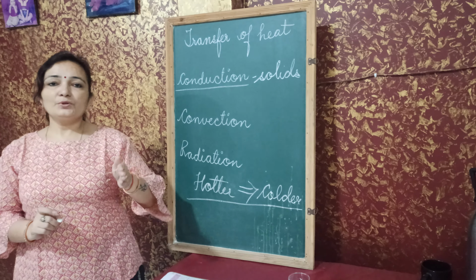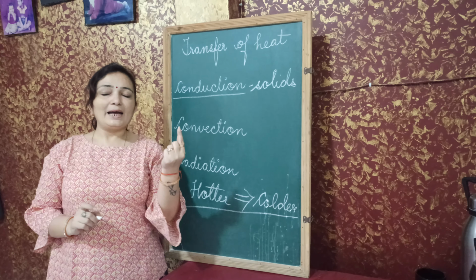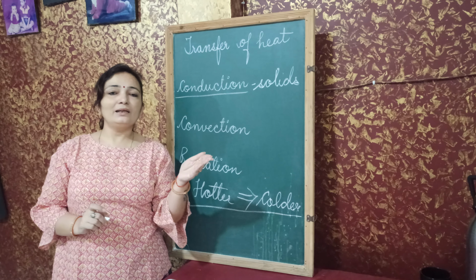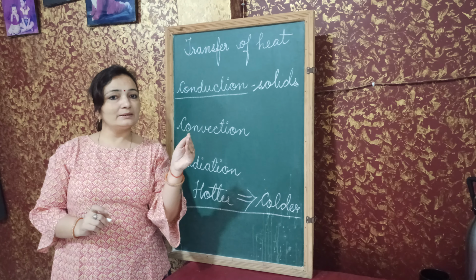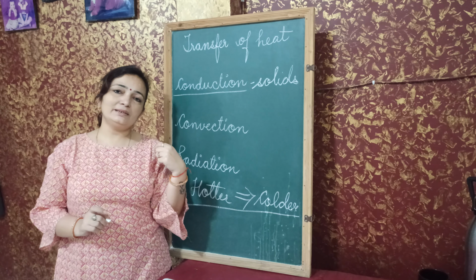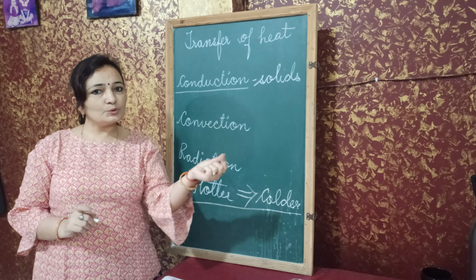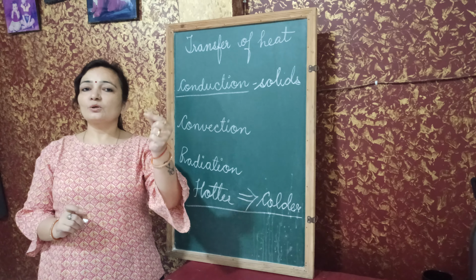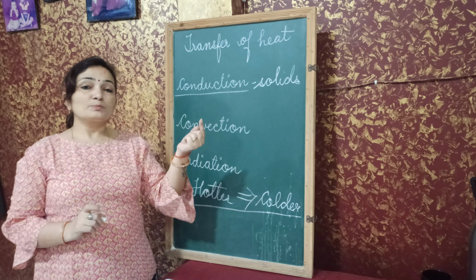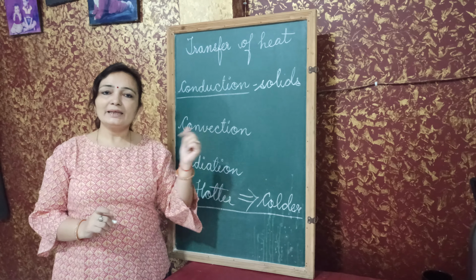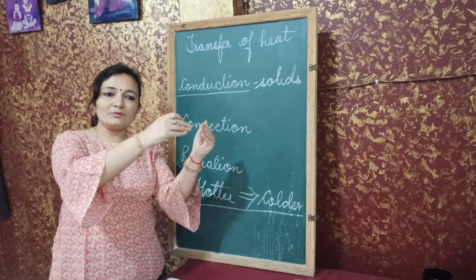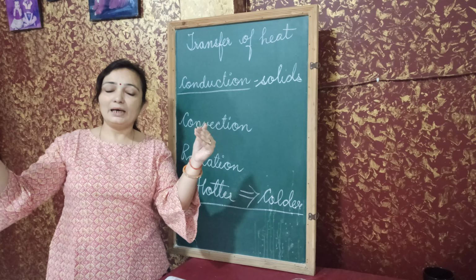Suppose you are heating a simple iron rod, you put the iron rod over the flame, either on a candle or on a gas burner. Slowly, the rod starts heating. First, which end will get heated? The end which is close to the flame, the source of the heat, will be heated first, and slowly the heat will flow from that end to the other end.